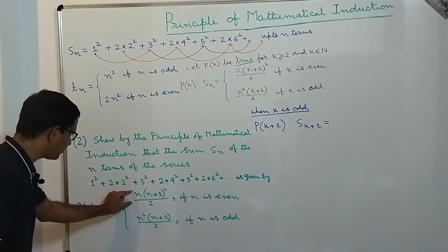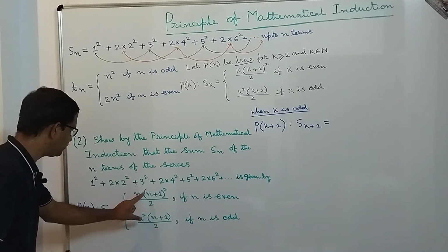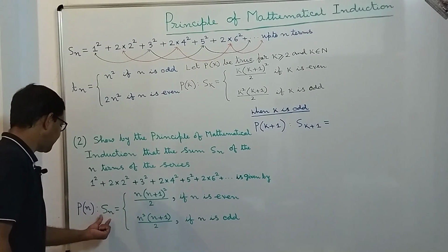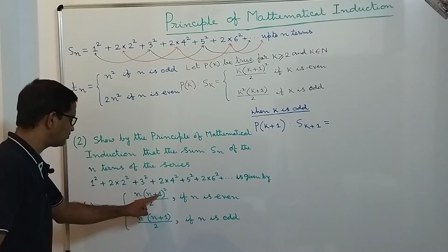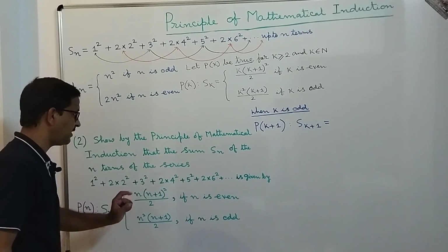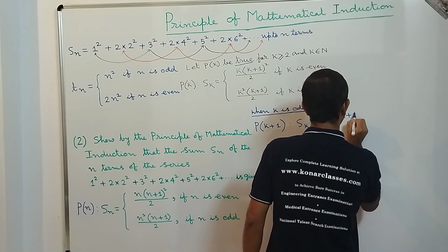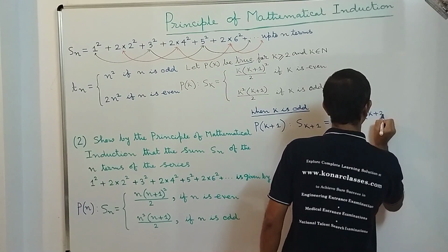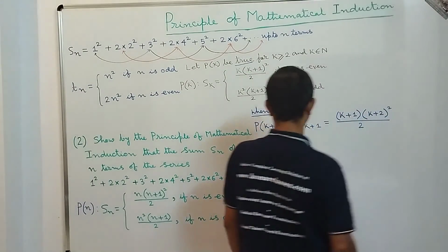We need to take this branch of definition, that is when Sn and n is even, n into n plus 1 whole square by 2. So that branch of definition we should take, that sk plus 1 should be k plus 1 into k plus 1 plus 1, that is k plus 2 complete whole square by 2. So this is equal to k plus 1 into k plus 2 complete whole square by 2. That we need to prove.